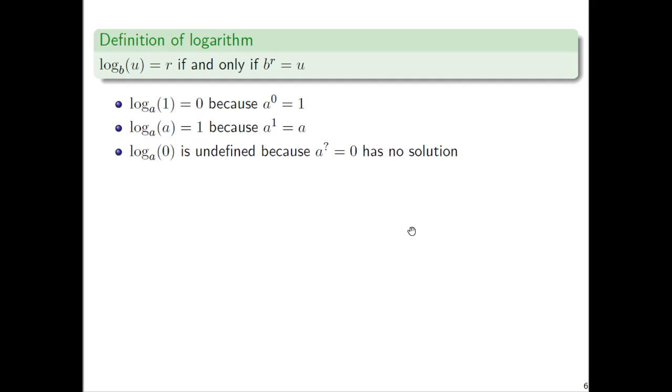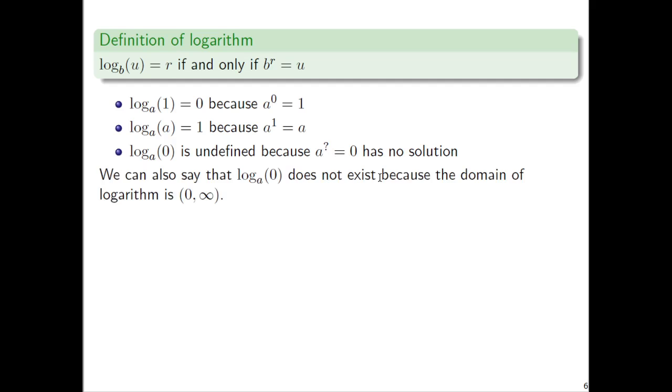Log base a of 0, well, that's undefined because a to the what equals 0? There's no answer to that question. There's nothing you could put where the exponent is. A to the, fill in the exponent: what would you fill in so that the result will be 0? It just wouldn't happen, right?